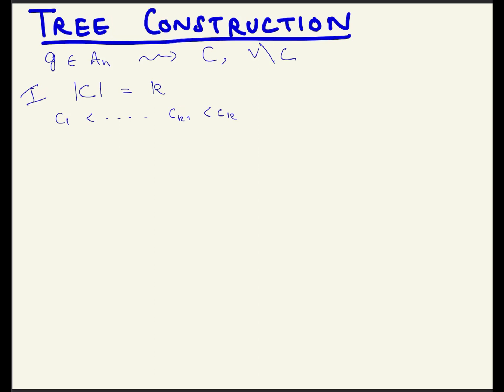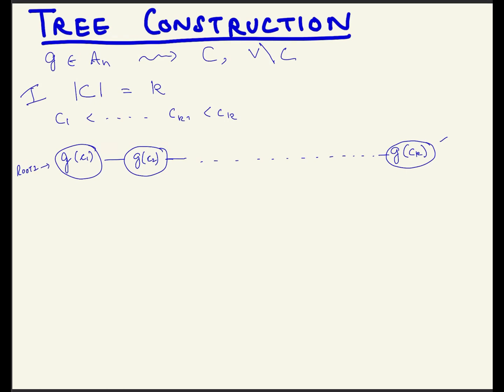Now the simple scheme to construct our graph is to have G of C1 as the first vertex in the graph, and then G of C2, add an edge between G of C1 and G of C2, and so on until you reach G of Ck. Now recall from property 1 in the previous section that G of Ci also belongs to the set C. Now let's designate G of C1 as root 1 and G of Ck as root 2.